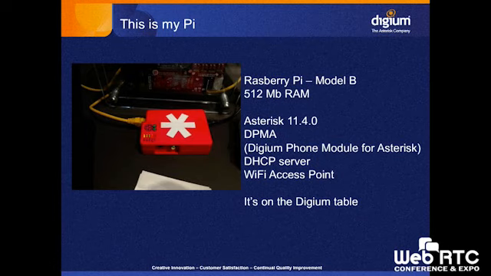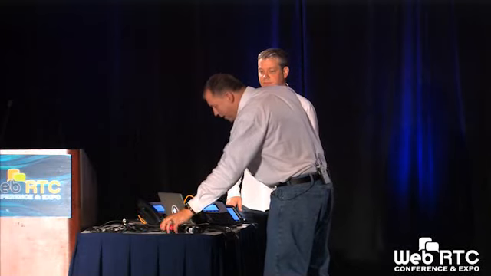It's also got the DPMA, the Digium phone module for Asterisk, just to make our phones work even more beautifully. It's also acting as a DHCP server for our little network here, and even more, it's a Wi-Fi access point by virtue of a $12 dongle that happens to go into master mode. So please bear in mind all the work it's doing when we get to the demo, because I'm going to invite a couple of you guys to hook up.